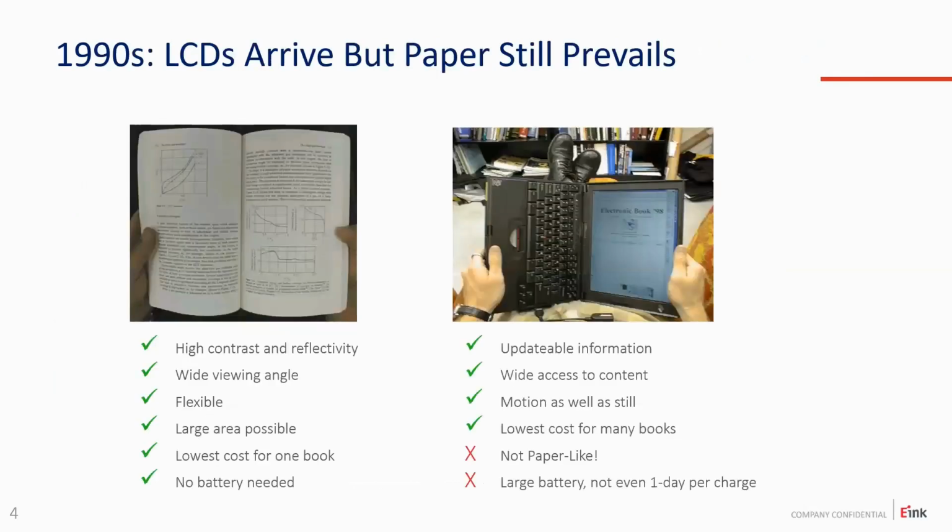And then if you jump forward, 1990s, LCDs came. Electrophoretics was still in a research stage, but actually a bit given up on. And at that time, LCD could not replace paper. Paper has a high contrast, high reflectivity, wide viewing angle. It is flexible. Large areas, of course, possible, lowest cost for one book, and you don't need a battery for paper. While LCD had updatable information, wide access to content, you could play video on it even, and if you have a lot of books on it, it could be an economical option. But it's not paper-like. The reading experience is not great. And every day you need to charge it a few times even if you read a lot.